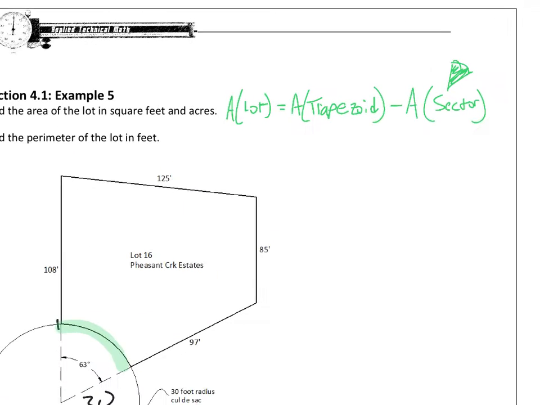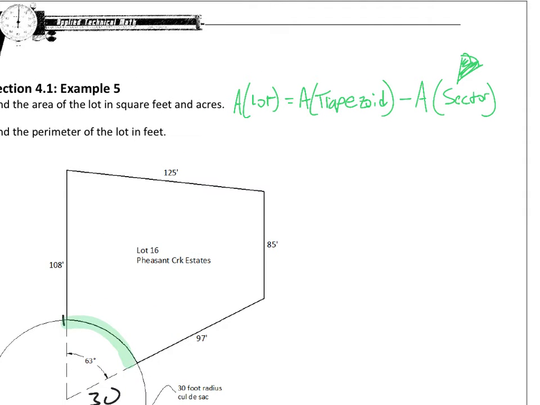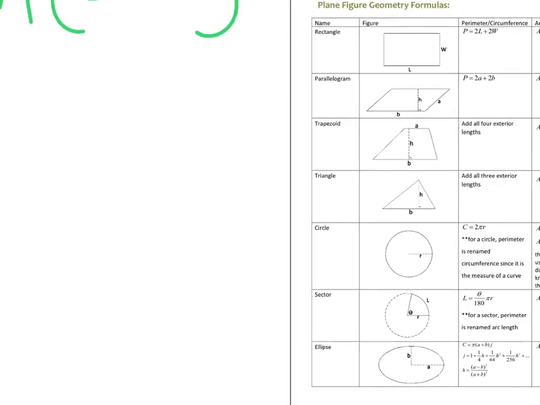Okay, so we've got the trapezoid here, the whole thing, and then somebody has kind of taken a bite out of it here. All right, and so part of it's gone. That's what's going on there. Okay, so let's start with this trapezoid here. So trapezoid area, let's go look over here.